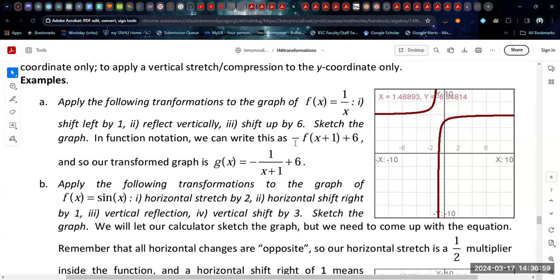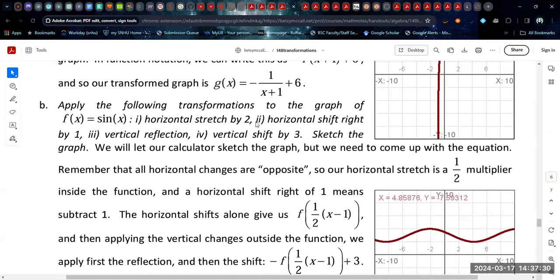Now, in function notation, we would write this as negative f of x plus 1, with a negative sign out front because that's the reflection. That's a vertical reflection. And then shift up by 6, so that's the plus 6 on the end. So if I take my 1 over x, I'm going to have the negative out front. My x plus 1 will replace my old x, and then the plus 6 on the outside, and I get this graph.